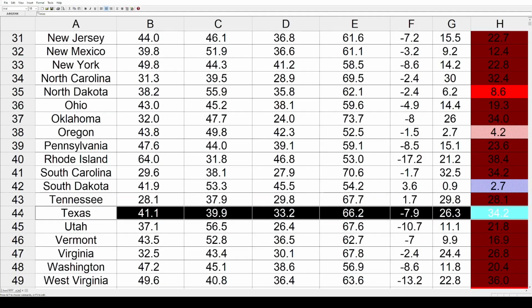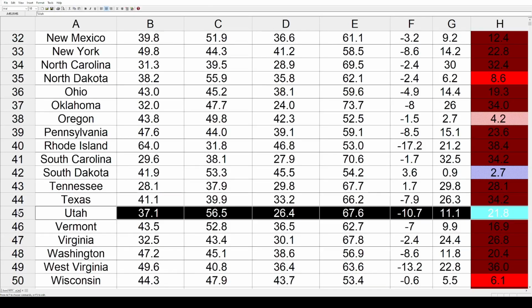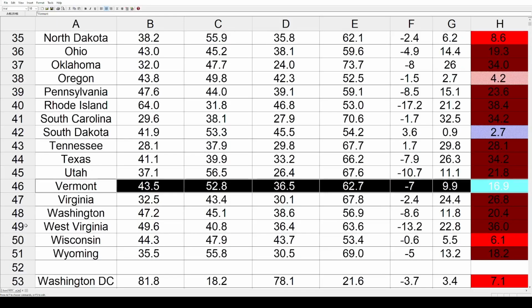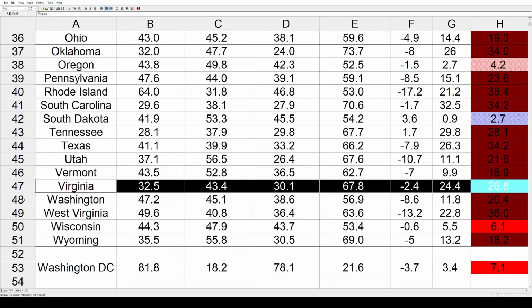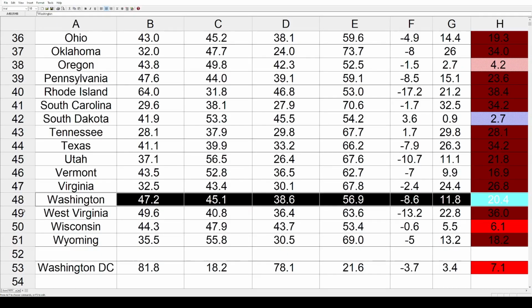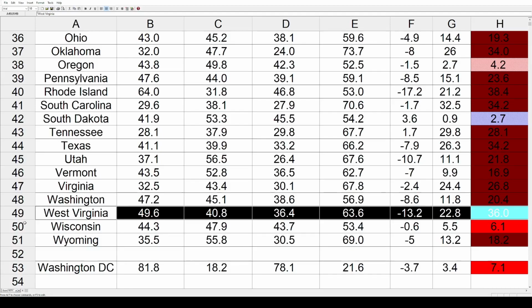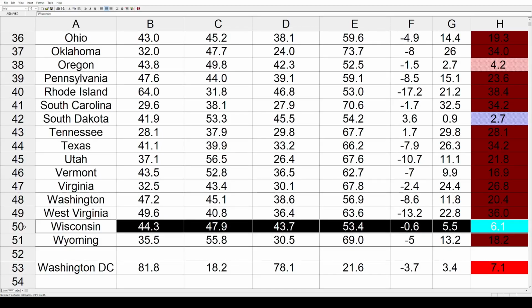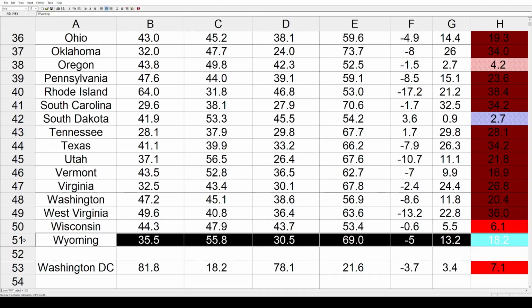Down in Texas, that moved right by 34.2. Utah shifted 21.8 toward the GOP. Vermont as well by 16.9. Virginia by 26.8. Washington by 20.4. West Virginia an even 36%. Wisconsin, a smaller shift there, 6.1 toward the Republicans, and in Wyoming, 18.2 away from the Democrats.